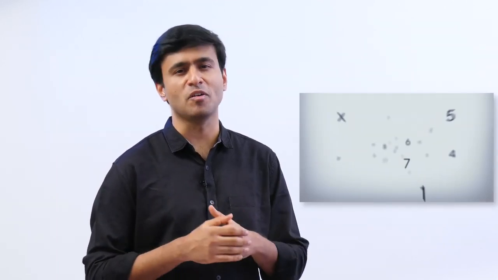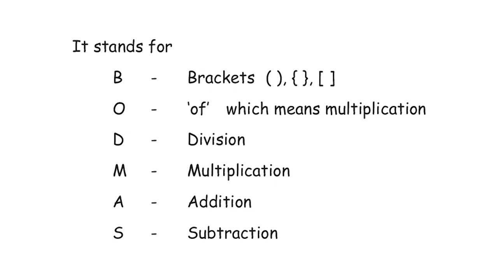So we've learnt about addition, subtraction, division and multiplication of large numbers. What if you have a mathematical equation having all these operators? How do we do that? To avoid confusion, we follow a simple rule. That rule is called BODMAS. B stands for brackets, O stands for of, D stands for division, M stands for multiplication, A stands for addition, and S stands for subtraction.